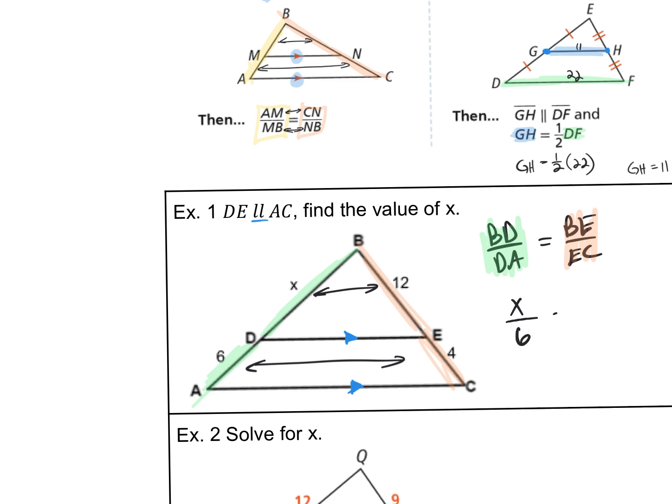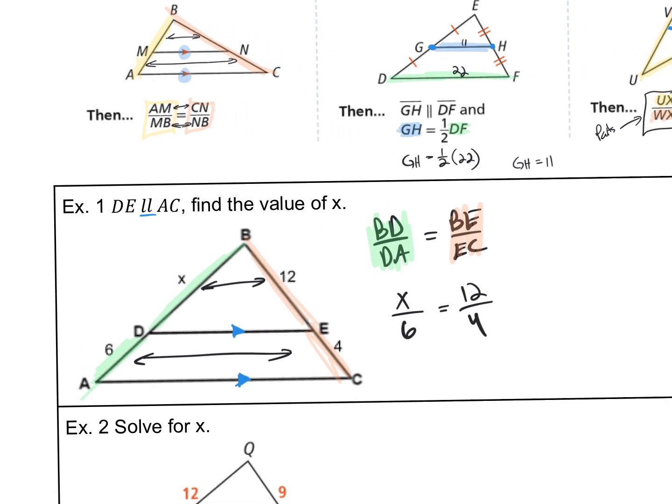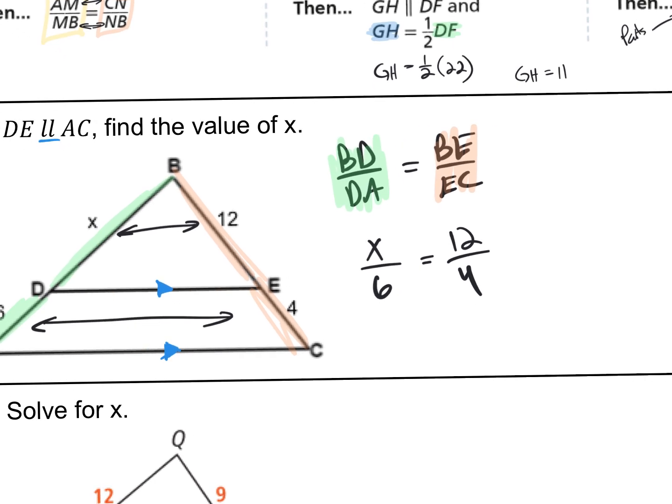DA was a distance of 6. BE was a distance of 12. Then EC would be a distance of 4. So now to solve, just like we've been doing with our similarity unit, you just need to cross multiply now, multiplying across these diagonals.